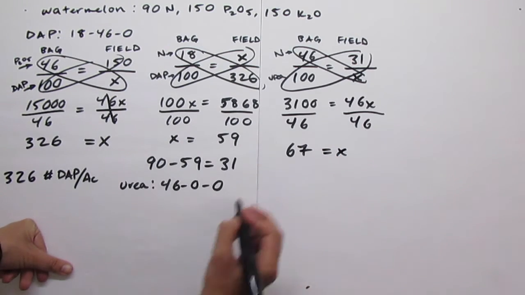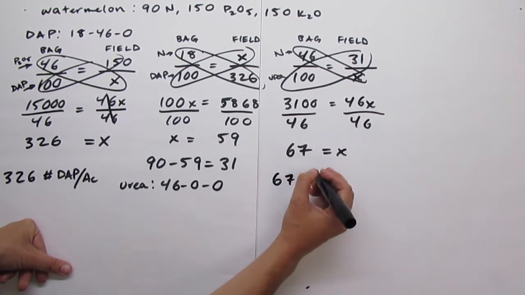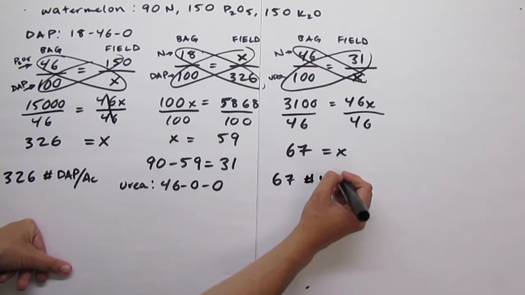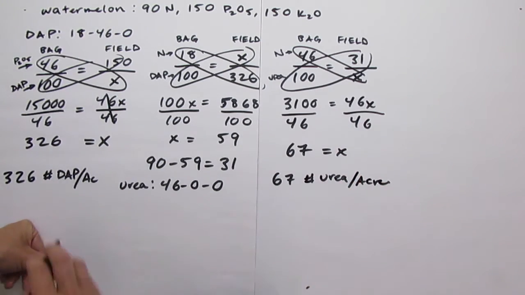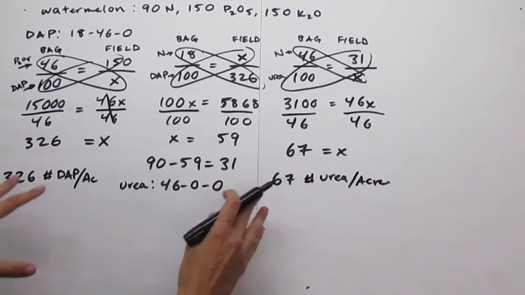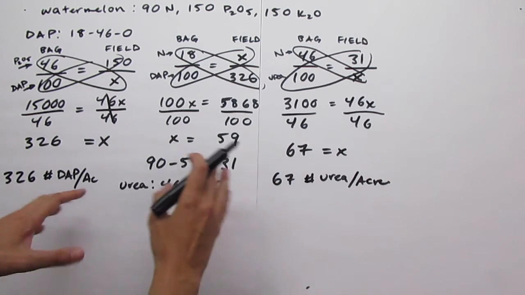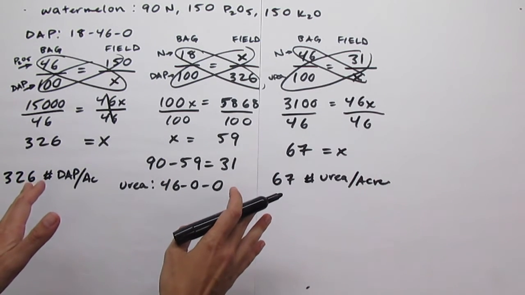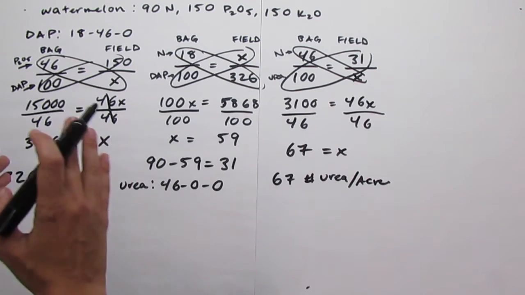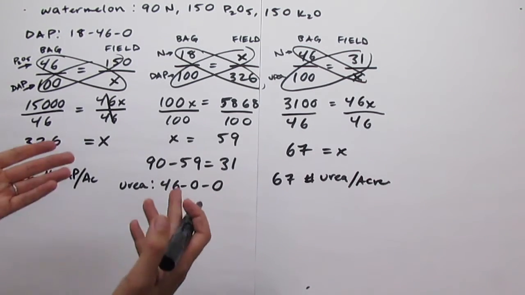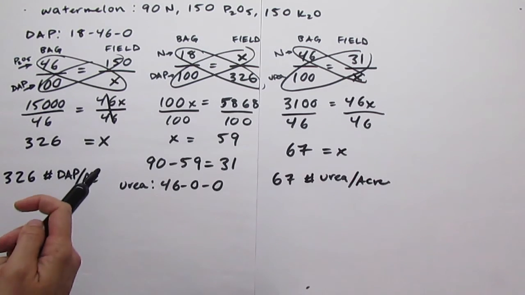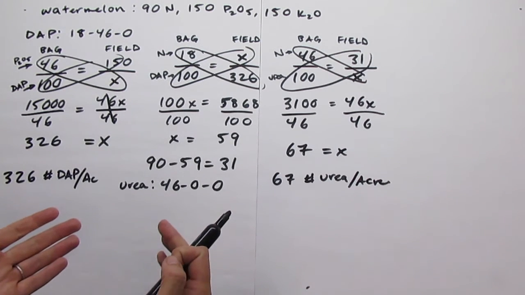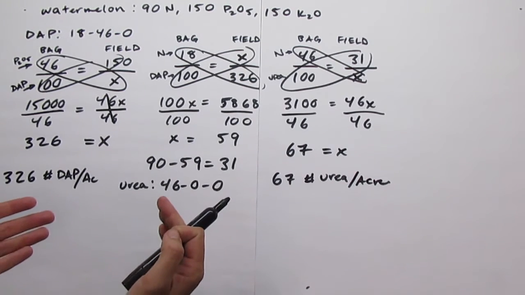So we need 67 pounds of urea per acre. And between the DAP and the urea, that gets us all of the nitrogen and the phosphorus that we need to satisfy that soil test recommendation. But we're still missing our potassium, right?